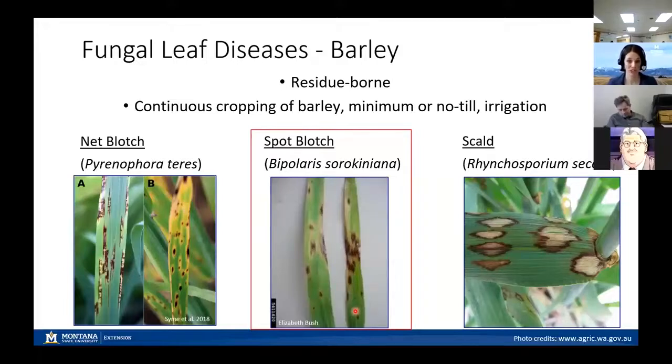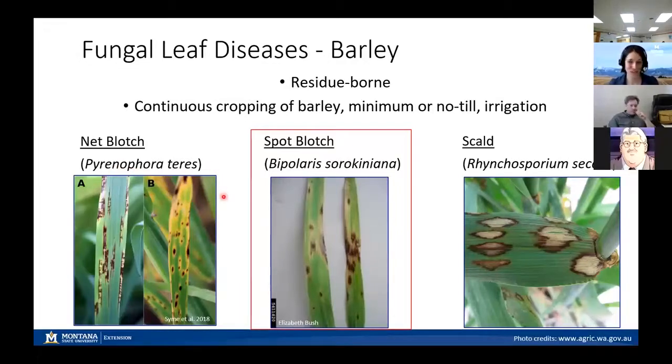There is on the one hand net blotch, which comes in two forms. The net form, this is a serious tongue twister for me. So I find that a very good exercise. So we have the net form net blotch, and we have the spot form net blotch, which are caused by two different special forms of Pyrenophora teres.